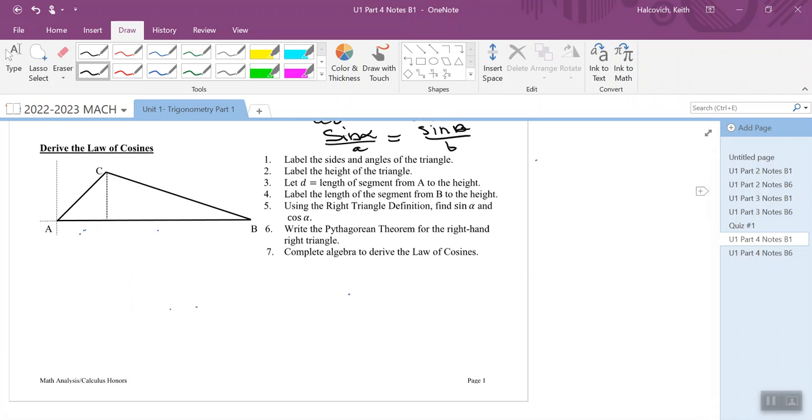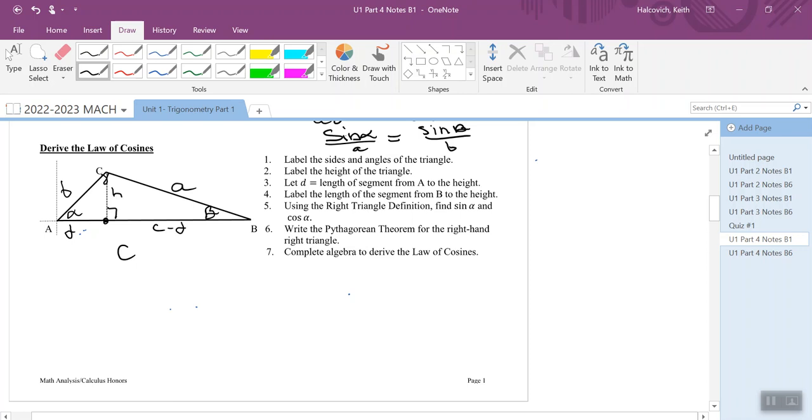The law of cosines, similar stuff going on. We'll label the sides and the angles. Sorry, need to erase that. So this is side A, side C, side B. We got the height here, we got alpha, we got beta, we got gamma up here. Then we also got D is the length of the segment from A to the height. So this is D. And then from B to the height is C minus D.